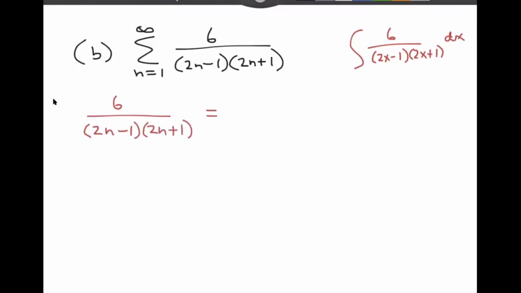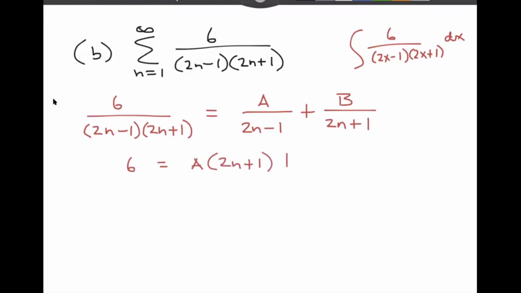We have distinct linear factors, so that's going to go A over 2n minus 1 plus B over 2n plus 1. So now if I multiply both sides by the LCD, 2n minus 1 times 2n plus 1, I am going to get 6 equals A times (2n plus 1) plus B times (2n minus 1).